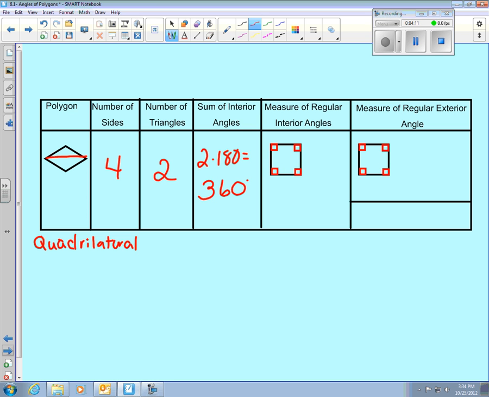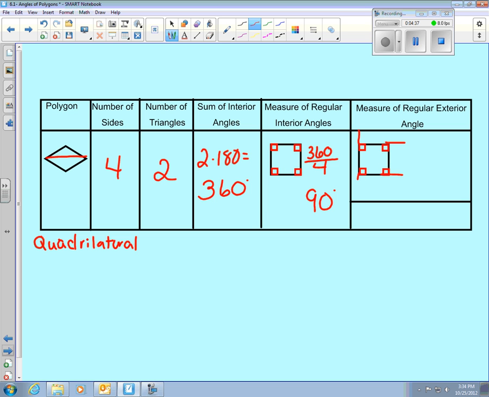All right. Measure of regular interior angles. Here, we're going to be talking about something that has 4 congruent interior angles. So we just saw that the sum of the interior angles is 360 degrees, and there are 4 angles that we have, and so each of those angles is going to be 90 degrees. Using that knowledge, we put into play here with our picture.